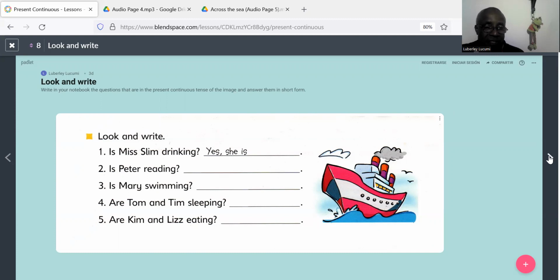Do you like it? Do you like it? That's good. That's the idea. Using present continuous. Okay.